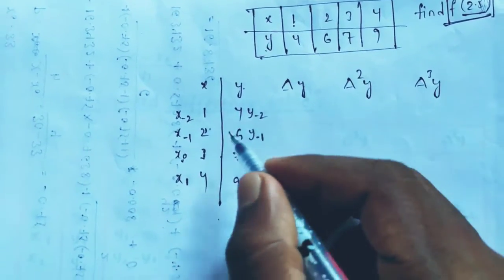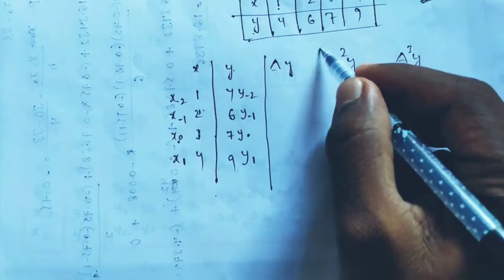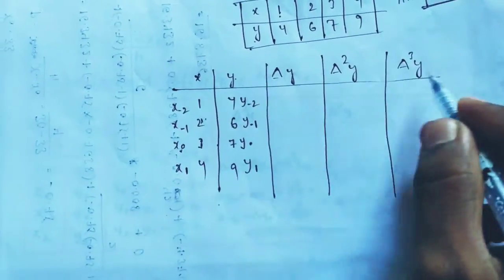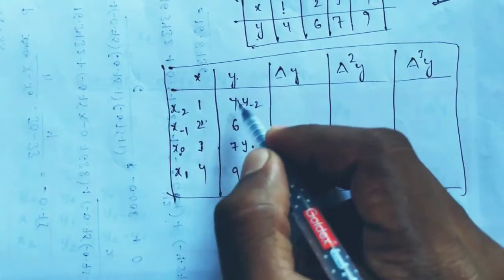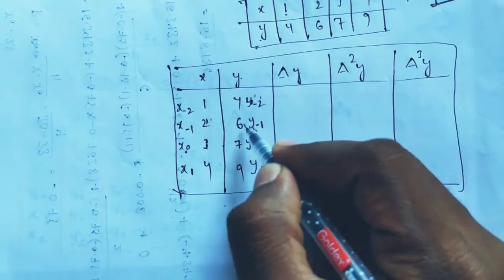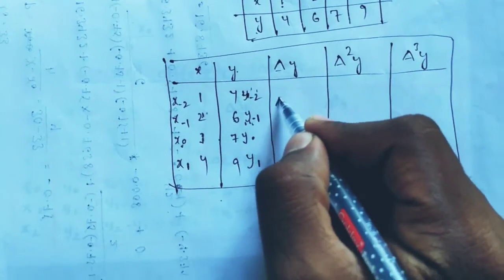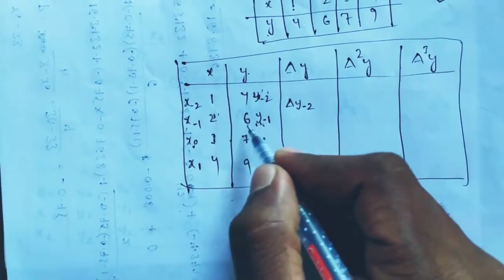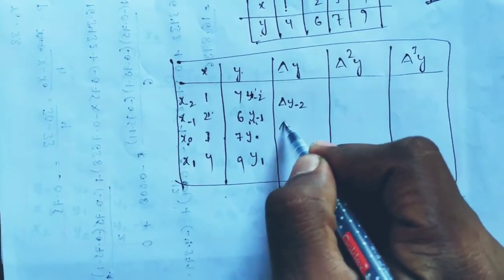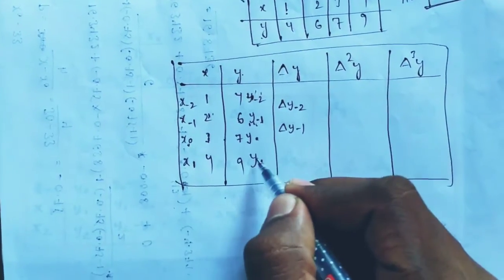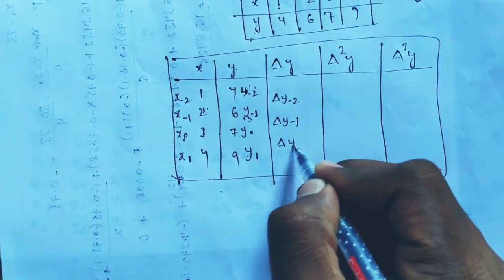After choosing these values, we can find del y and del square y. The difference between these two, that is 6 minus 4, which is y minus 1 minus y minus 2, gives del y minus 2. The difference y naught minus y minus 1 gives del y minus 1, and similarly 9 minus 7, that is y1 minus y naught, gives delta y naught.